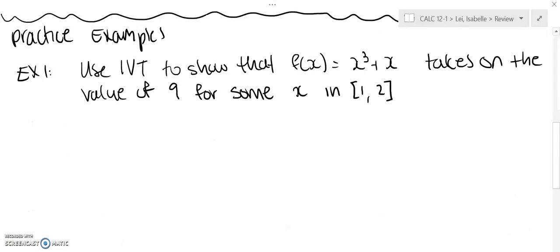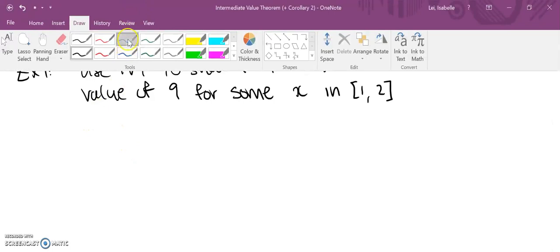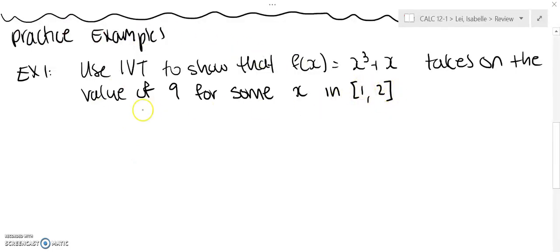So now we're going to do some practice examples using intermediate value theorem and corollary 2. The first states use IVT to show that f of x equals x cubed plus x takes on a value of 9 for some x in 1 and 2. So first we can test out what the values of 1 and 2 are to see if 9 will fall between those two y values.